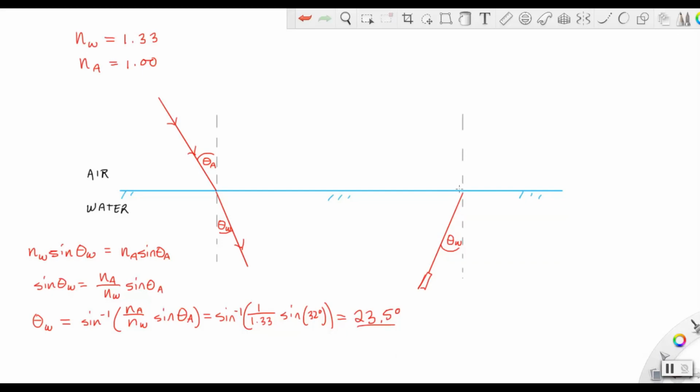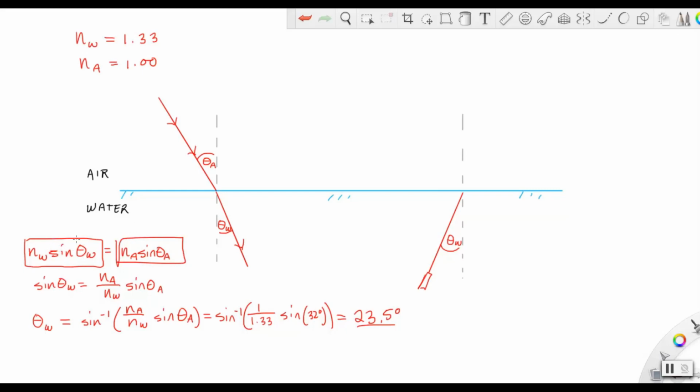So notice that there's something very interesting about Snell's law here. If we start off with this on the left side of the equation and solve for this angle, with this on the right side of the equation, and we're still solving for this angle, this math doesn't know whether our ray is entering the water or leaving the water.